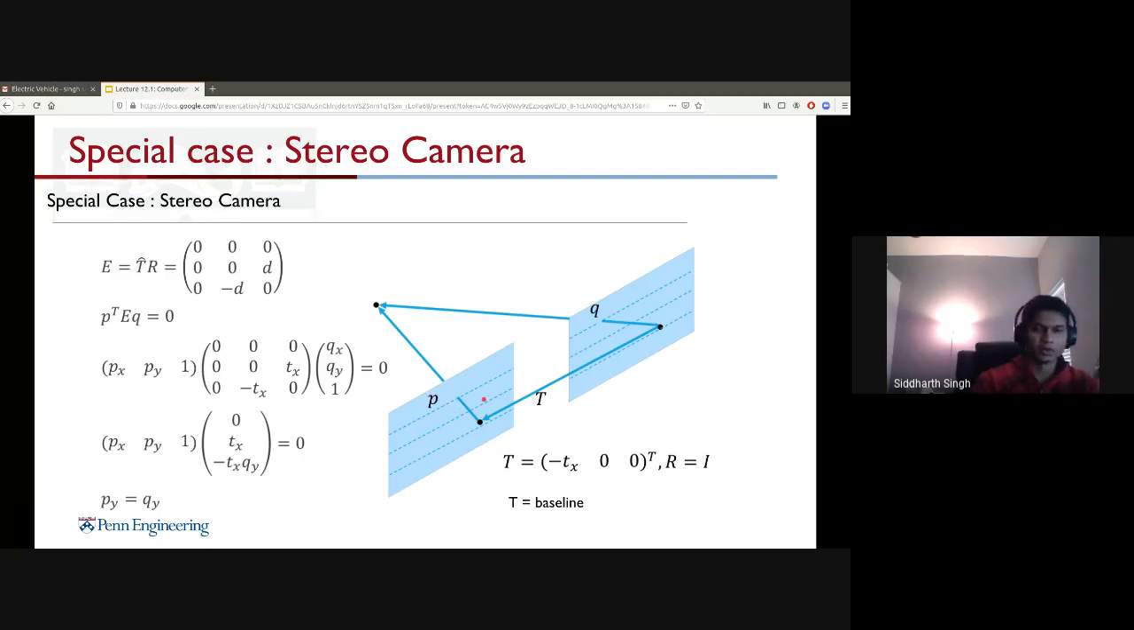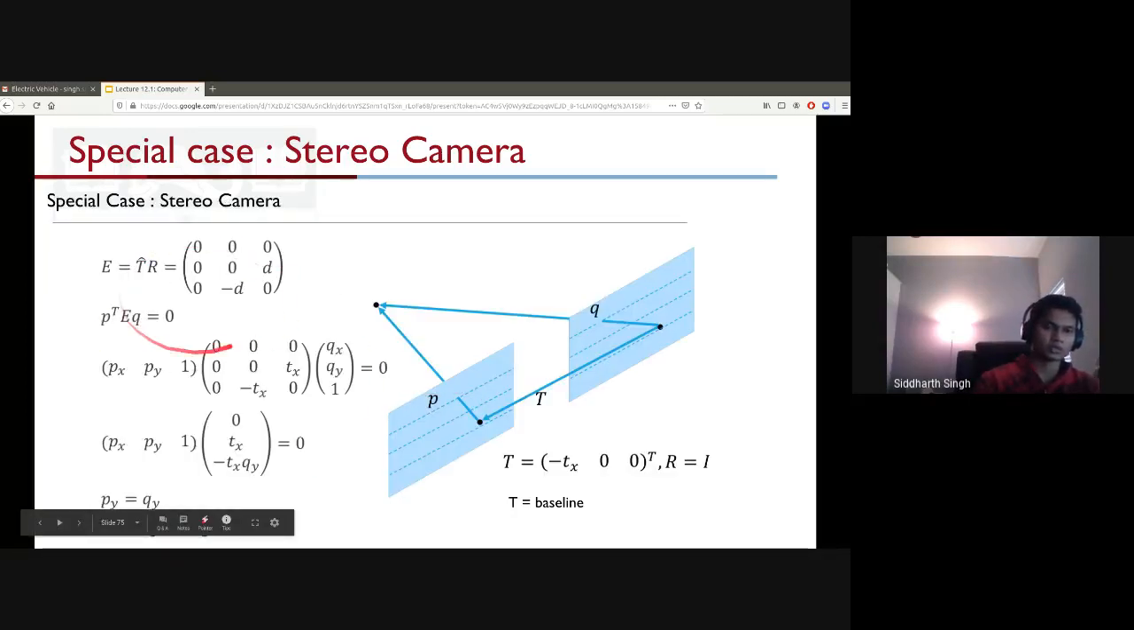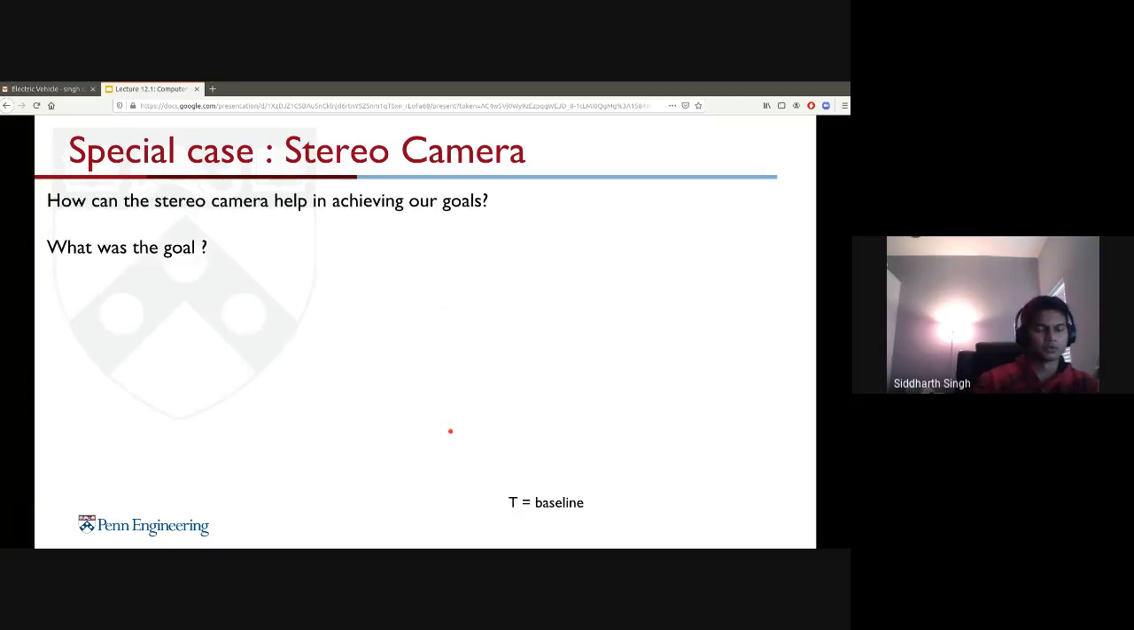We don't know about that. So knowing that was our initial goal, how can knowing this E and T and the points in the image plane help us in that? So that was our goal, to find the position of every point in the camera frame in the real world. That is our goal.